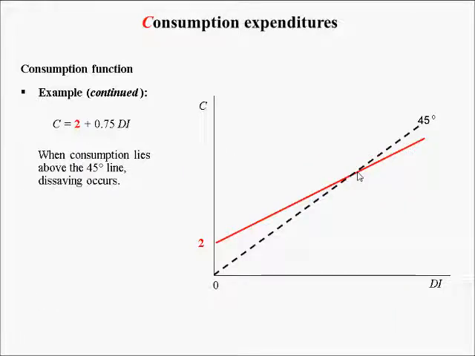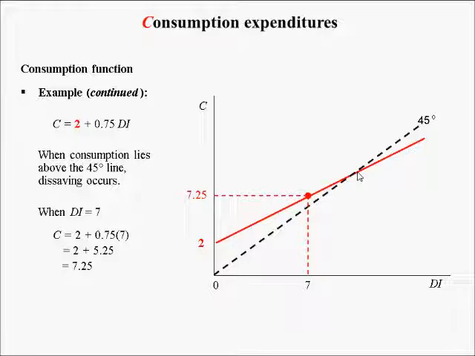Now, when consumption lies above the 45-degree line, say for example when disposable income is 7, consumption would be 7.25. That means we're on the consumption function where it lies above the 45-degree line. And when that happens, the average consumer is going into debt or dis-saving. Now, there are some consumers that are saving, but the amount of money they're saving is wiped out by the amount of money that other consumers are going into debt by.